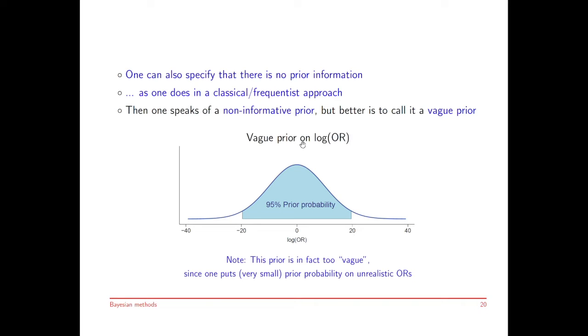Here we see a vague prior on the log odds ratio, because we see that the log odds ratio goes from minus 20 to 20, which basically says, on the odds ratio scale, a value close to 0 and a very high value. This is what we know that the odds ratio should be lying in between. This is called a vague prior. It's actually sometimes also called a non-informative prior. You could say that this prior is in fact a bit too vague because it puts some prior probabilities on unrealistic odds ratios.